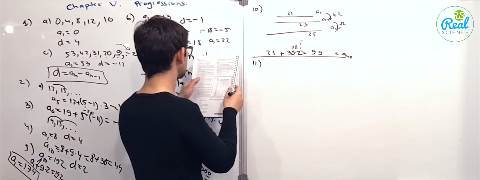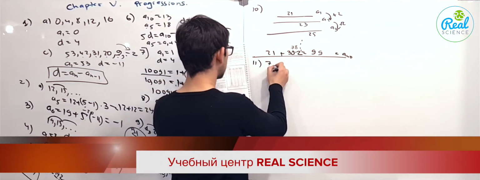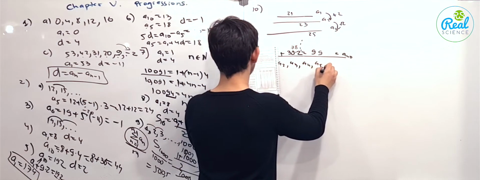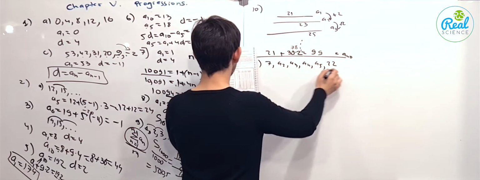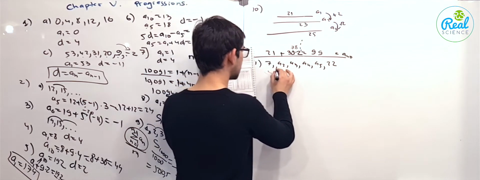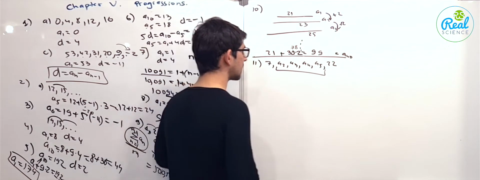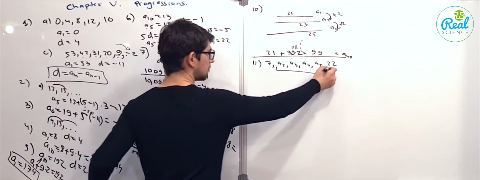11. A1, A2, A3, A4, A5, and 22 are the first 6 terms of an arithmetic progression. Find the sum of these numbers. A2, A3, A4, A5, okay? How to find the sum? So which term is that?